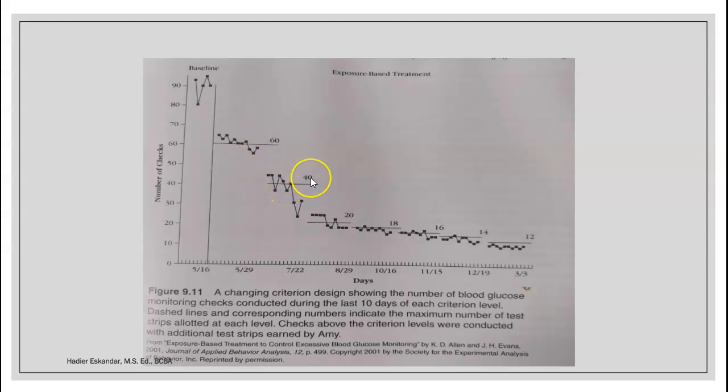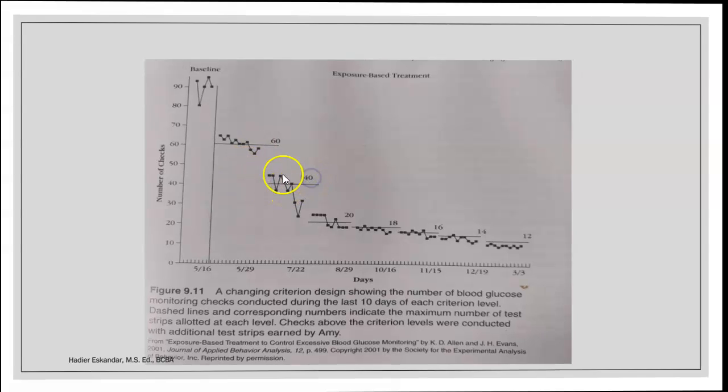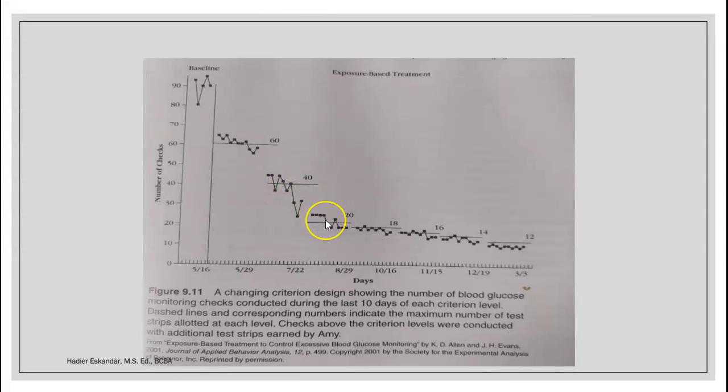They reduced it to 40 as a criterion level, and the participant was able to do it. And then 20, and then 18, 16, 14, and 12. And as you can see for the 12, she even started under the criterion level, and her behavior decreased. So that means she reached the criterion level even from the first try here.